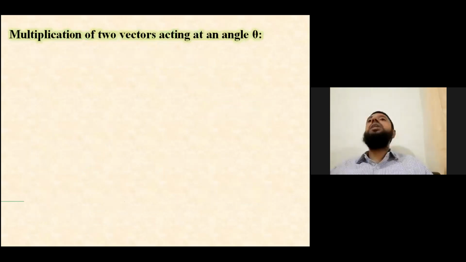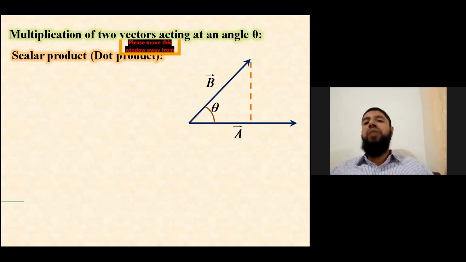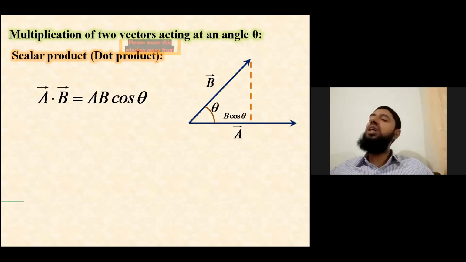Next is one more very important part, the multiplication of two vectors which are at an angle theta. We have two types of multiplications. You know that they are the dot product and cross product, or scalar product and vector product. If I have two vectors, vector A and vector B, then the dot product is given by the product of the magnitude of the first vector and the projection of the second vector. The projection is B cos theta. Then it is defined as A dot B is equal to AB cos theta.